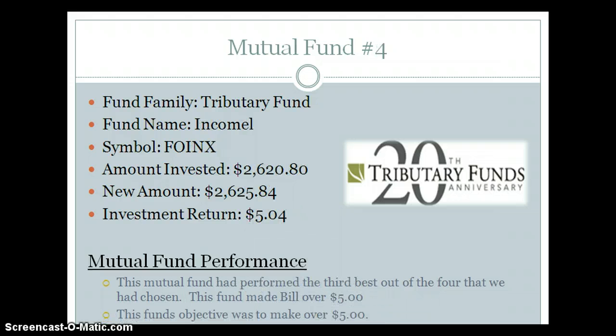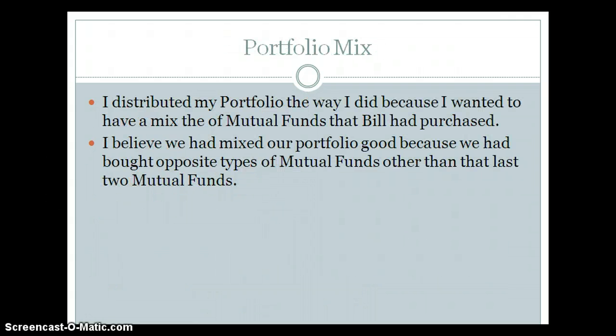Mutual fund number 4. The fund family is Tributary Fund. The amount invested was $2,620.80. The new amount was $2,625.84. The investment return was $5.04 in the green. Mutual fund's performance. This mutual fund had performed the 3rd best out of the 4 that we had chosen. This fund made Bill over $5. This fund's objective was to make over $5.